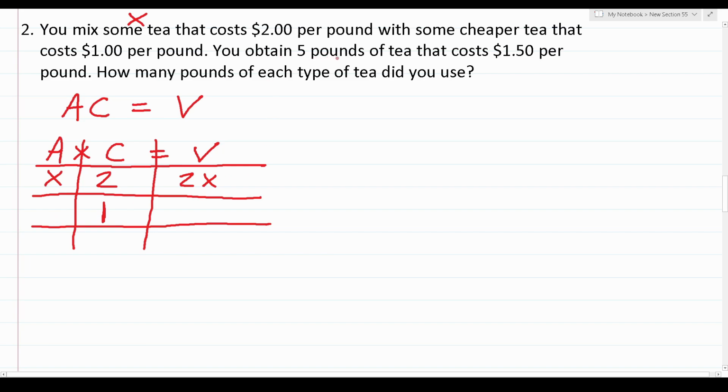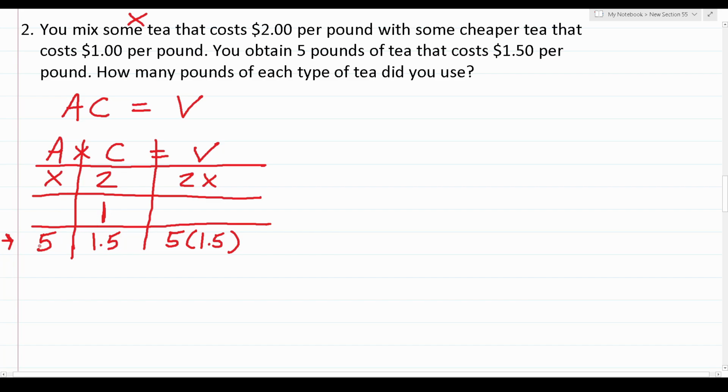But before filling in the amount here, let's go ahead and see what else is in this problem. You obtain 5 pounds of tea that cost $1.50 per pound. So again, we always put the blend in this very bottom. So that's going to be 5 pounds of the blended teas that cost $1.50 per pound. And therefore, we can find the value of this blend. Again, that's going to be 5 times 1.5.